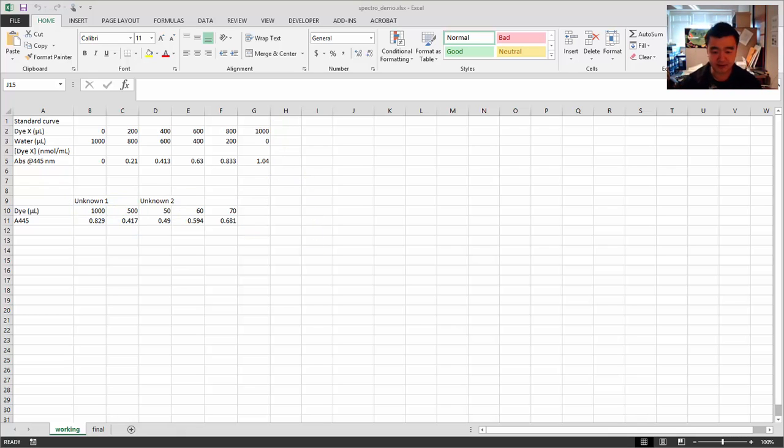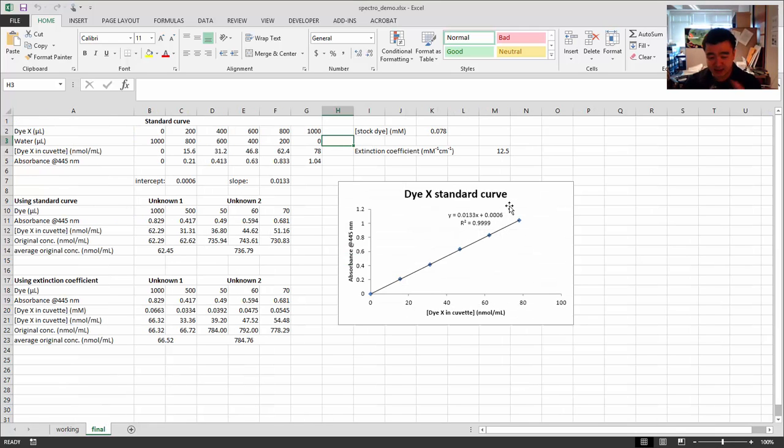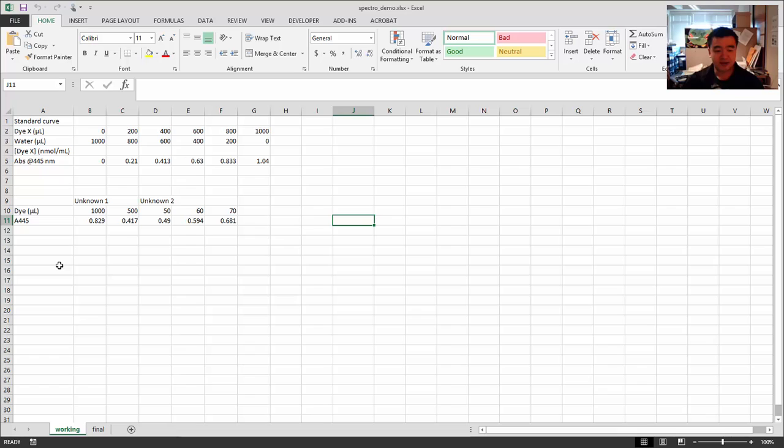And I want to show you how to convert this into something like this, where we have a standard curve there and we have different ways of calculating our original concentrations of our unknown dyes using the standard curve and also using the extinction coefficient. Okay, so going back to our graph over here, let's do a bit of formatting first.